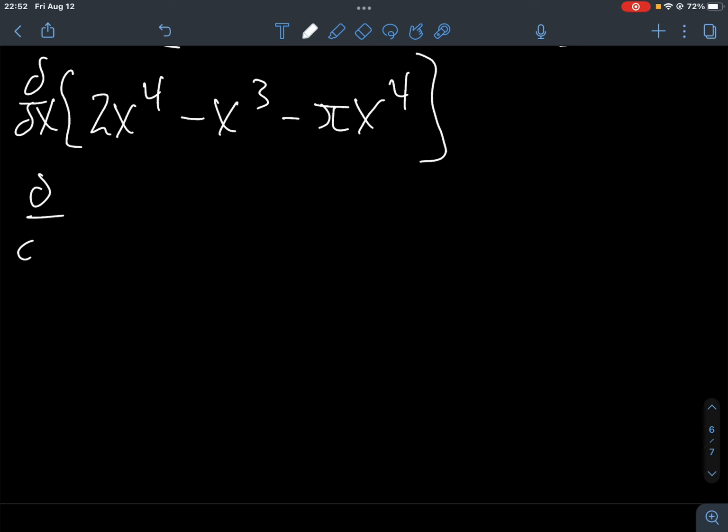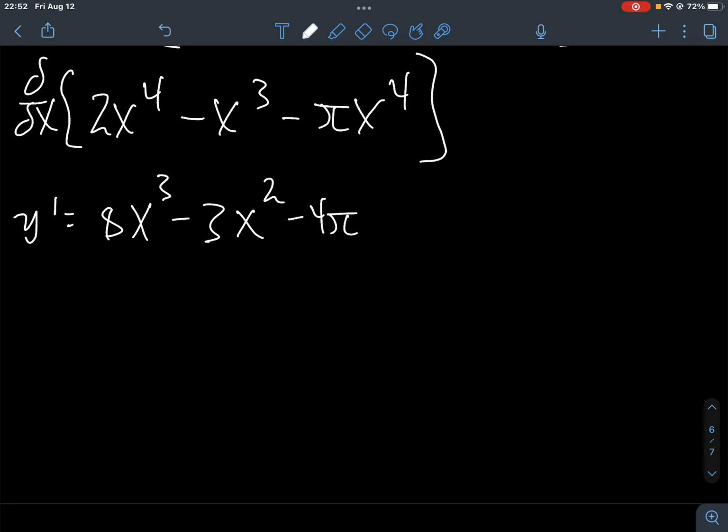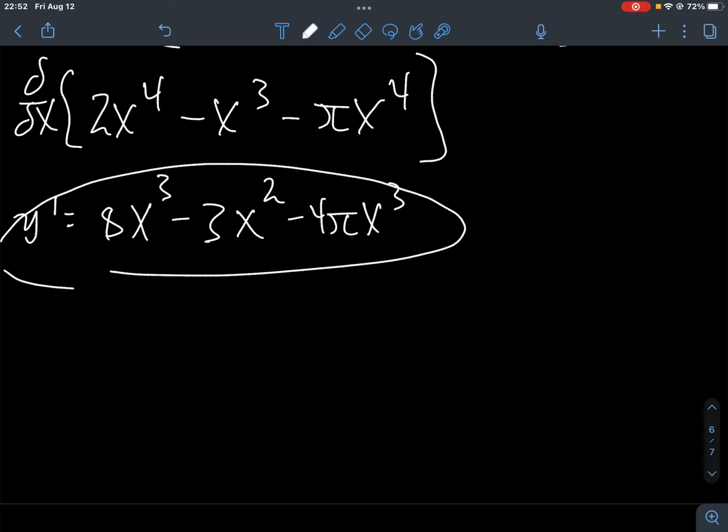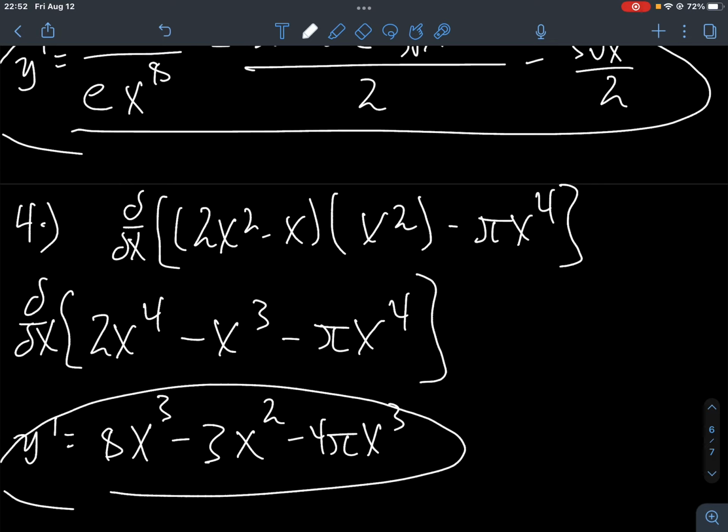So y prime is equal to the derivative of 2x to the 4th, which will be 4 times 2 is 8, x to the 4 minus 1 is 3, minus 3, x to the 3 minus 1 is 2, minus pi is a constant, so we're going to bring that 4 down, x to the 3rd. And we're all simplified there. Now let's move on to example 5.